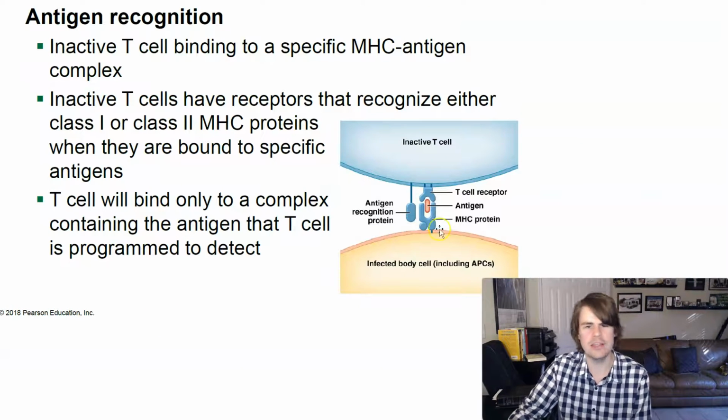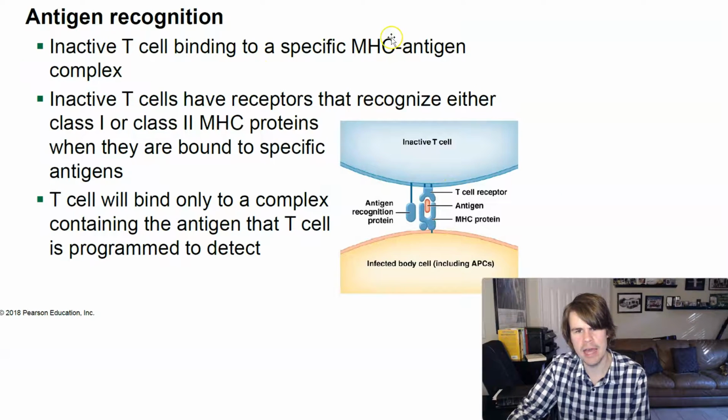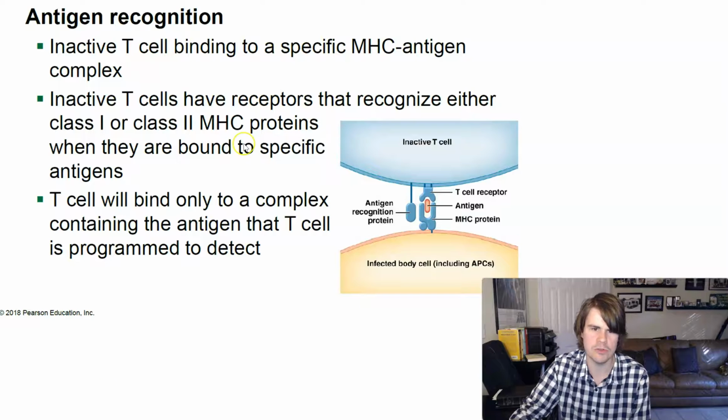So antigen recognition. So basically inactive T cells bind to this specific MHC antigen complex. I'm not going to go into that for high school anatomy and physiology, but basically there's this complex right here, and an active T cell binds to it, and they recognize certain classes of it. Well, the T cell will only bind to a complex that contains the antigen that T cell is programmed to detect. And so once they bind to it, they become active.